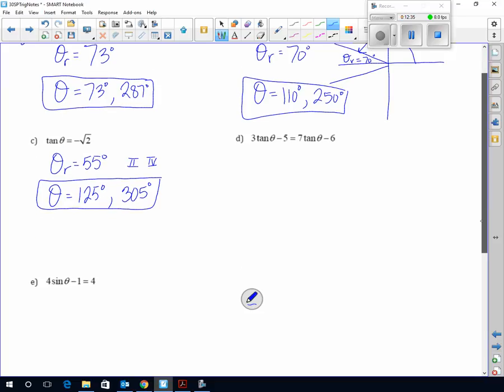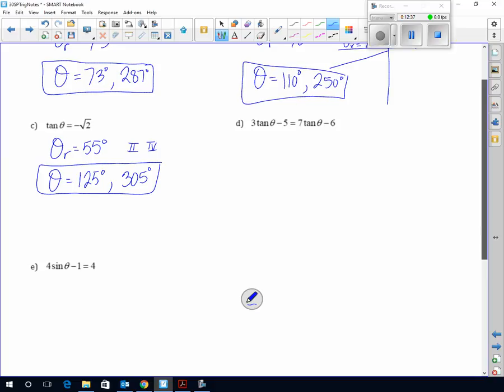What happens if this said 3x minus 5 equals 7x minus 6? What would you do there? Yeah, the ones without the x's, you move to one side. The ones with the x's, you move to the other side. It's the same thing here, except it has tan thetas. So keep them together. I'm going to move this over to there.